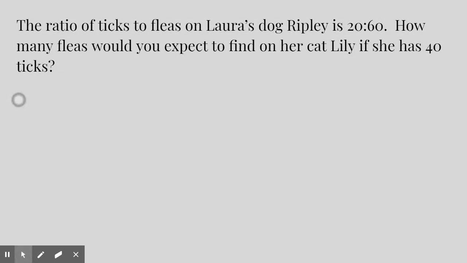So our first step that we have to do is write that word ratio. Once again, you should have those 4 steps written down. If you do not from earlier, please go back. So the word ratio is, what in the world am I comparing? Well, if I reread the sentence, it says the ratio of ticks to fleas. So since ticks comes first, I'm going to write this in a fraction format and put ticks on top.